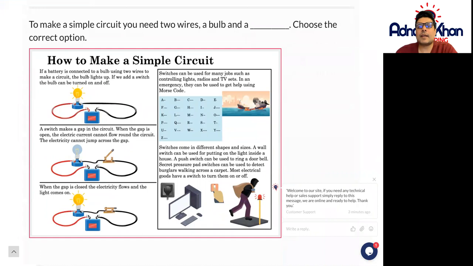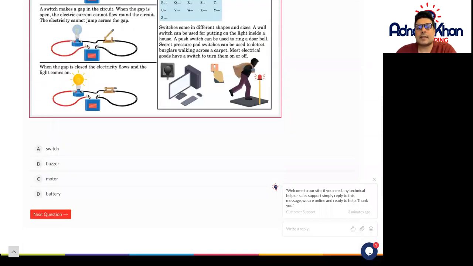So to make a simple circuit, you need two wires, a bulb and a watt. So I think, let's go back here, have a look in this first section. So if a battery is connected to a bulb using two wires to make a circuit, the bulb lights up. So we're looking at here the battery. So our answer in this case is going to be D.